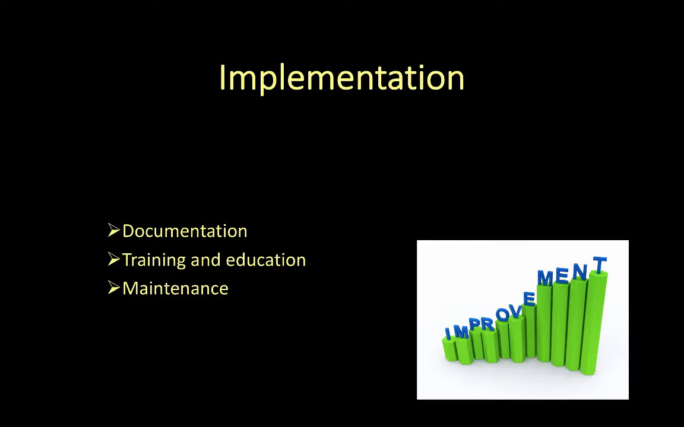Initial implementation of a BCP involves three primary activities: documentation, training and education, and maintenance. Ensuring maintenance is part of documentation, but we look at it separately in this presentation.